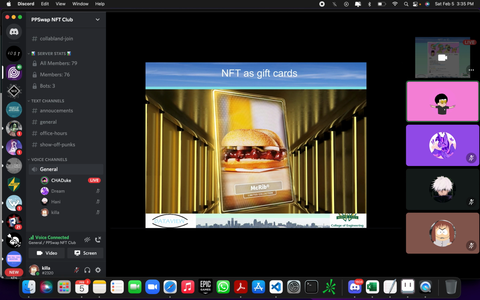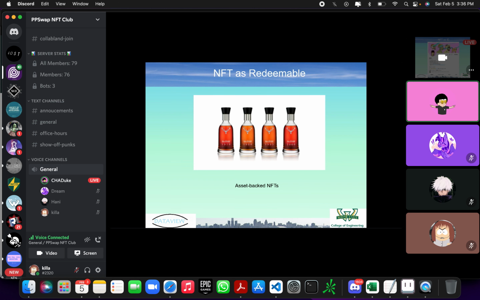And NFT can also be used as a gift card. For example, McDonald's actually released a gift card called McRib Meal. You can buy it and then eat for one year. I believe so, I didn't get into the detail. And NFT can also become redeemable, meaning not everything has to be digital; it can be connected to real whiskey or wine. Here, every NFT is backed by a real wine. So you buy the NFT, you can redeem it for whiskey. That's a very interesting experiment as well.